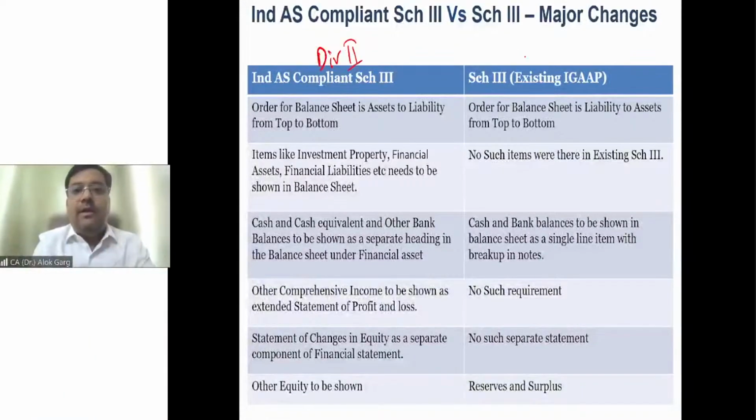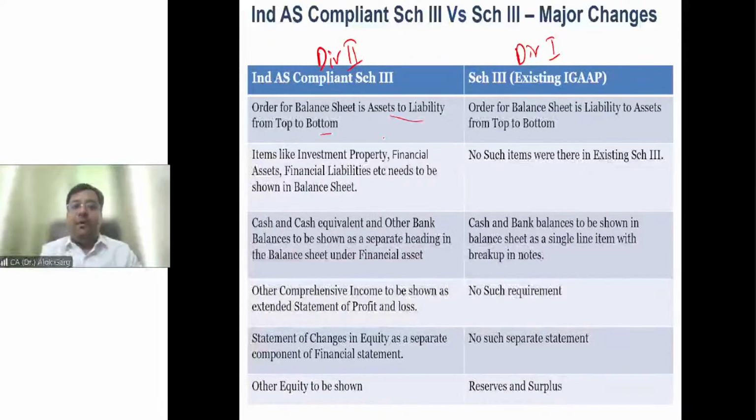Division 2. This is Division 1. In Division 2, the order for the balance sheet is asset to liability from top to bottom. In IGAAP, it is liability to asset. Items like investment property, financial asset, and financial liability are new items in the balance sheet. These items were not there in the IGAAP balance sheet.